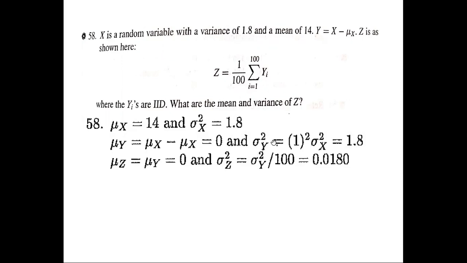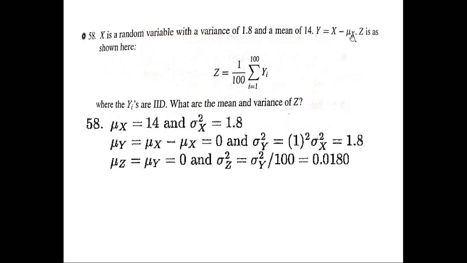Mu x minus mu x will be equal to 0. Then sigma y squared will be equal to the variance of y. If you take variance on both the sides of this, you will get variance of y is equal to variance of x minus variance of mu x. Mu x is mean, so it's a constant value. Variance of the constant value will be equal to 0. So variance of y will be equal to variance of x.